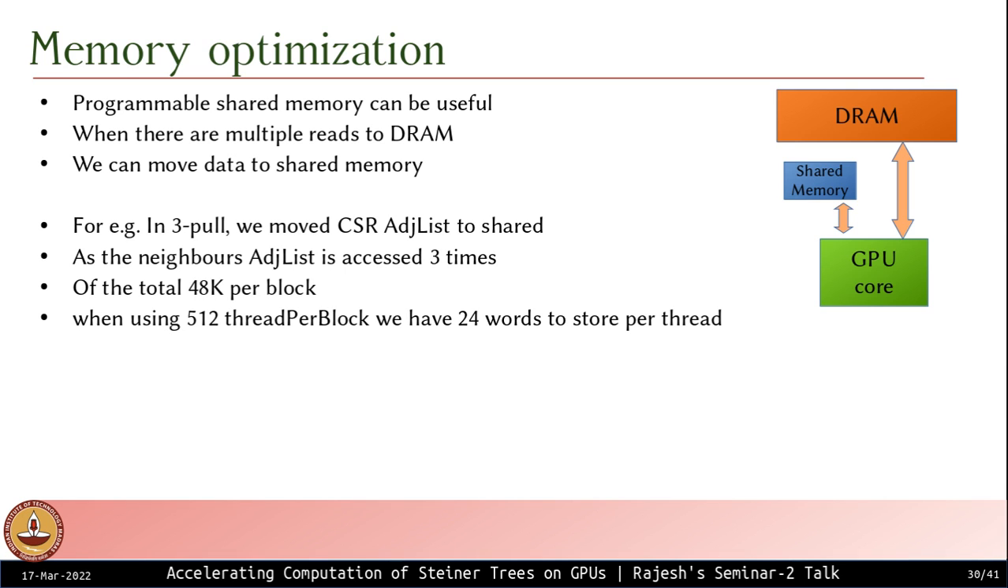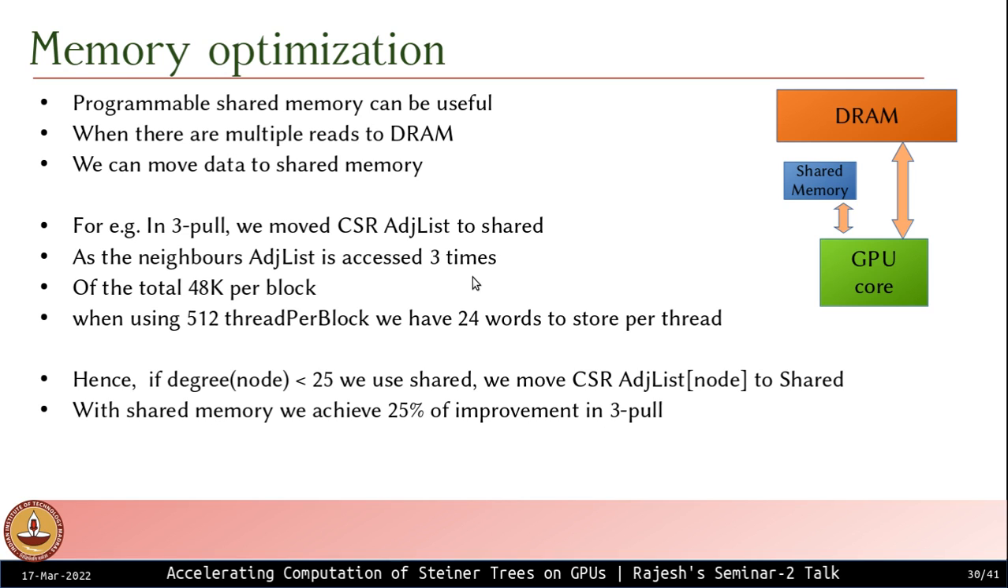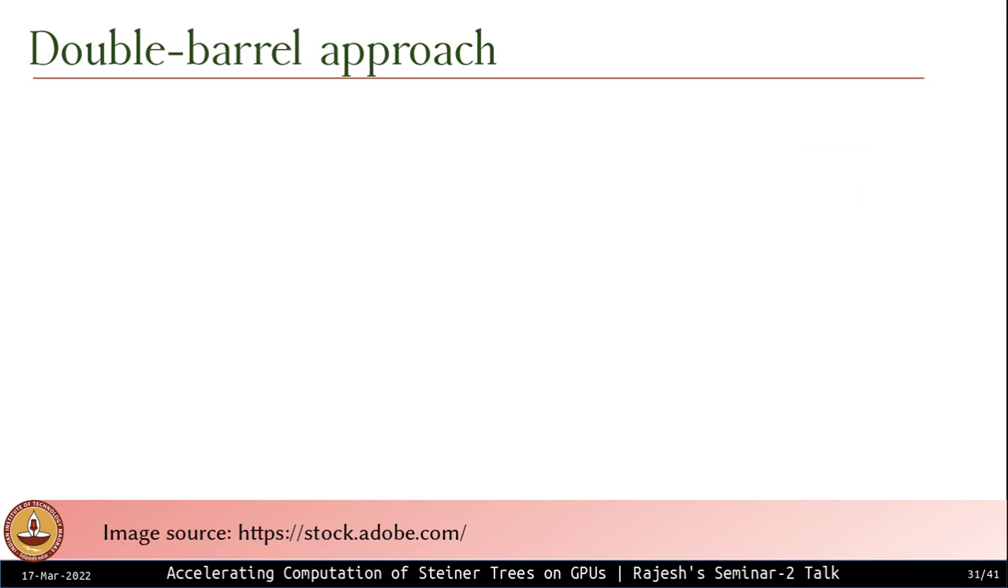There is one caveat here: when we use 512 threads per block, we can only store 24 words per thread. So when a particular node has a degree larger than 25, shared memory will not be useful in that case. But in general, as the degree of a node is very sparse, we are able to get a 25% improvement over the 3 pull implementation.